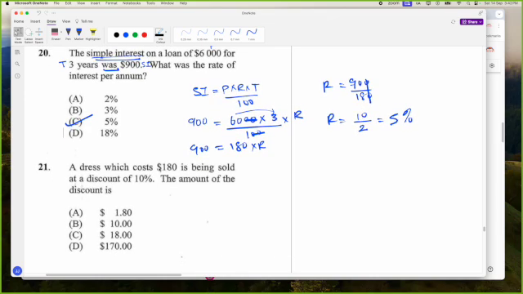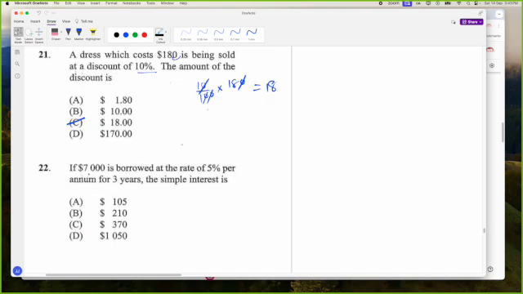A dress, which costs $180, is being sold at a discount of 10%. The amount of the discount is, so 10% of 180. That is all. I didn't even really need to do all of that. You could have just moved the decimal place by 1 and you'll get $18 was the discount. I'll just leave it there for Titi.